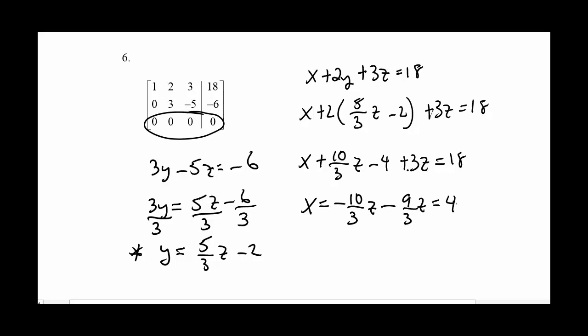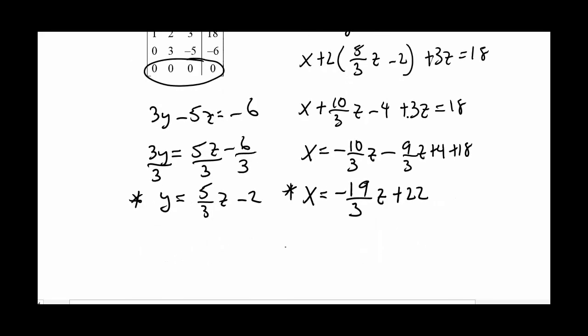and then that'd be positive. Then that'd be a plus 4 and then plus 18. All right, so that would be negative 19/3 z plus 22. And so that's going to show up in my final answer. And so my final answer is going to look like this.